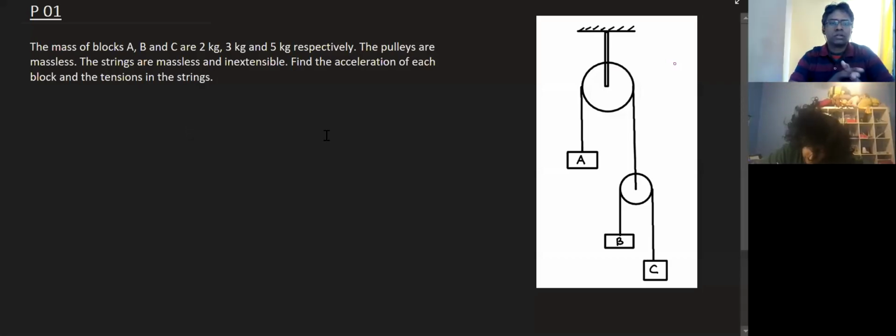Okay, so take a look at this problem. First, give it a try and then we will discuss. Okay. So here, assume that the system is released from rest. Whenever they give you such a system, they assume that it is released from rest.